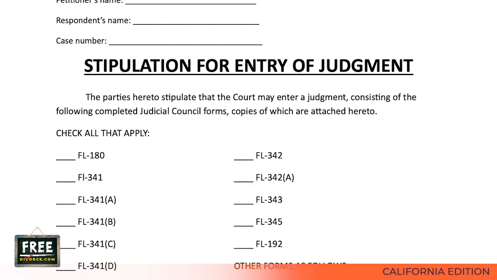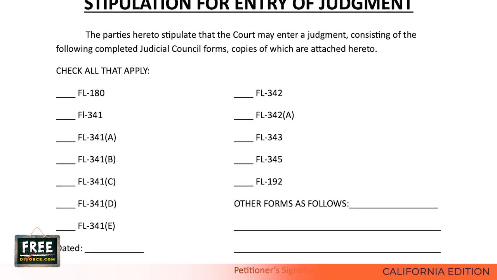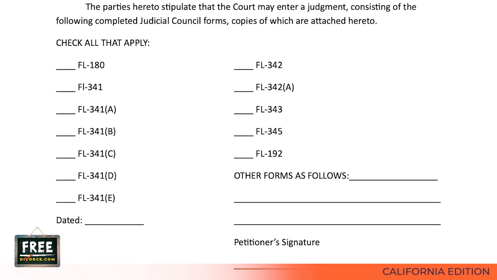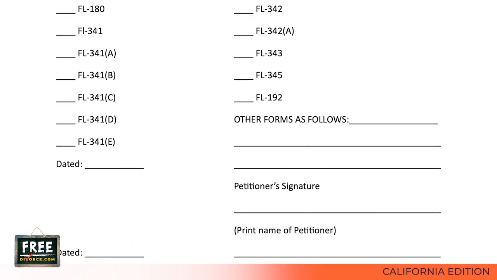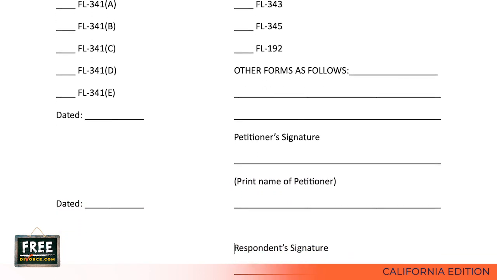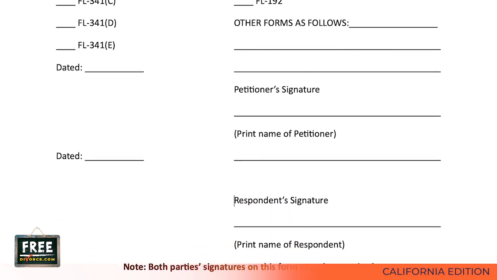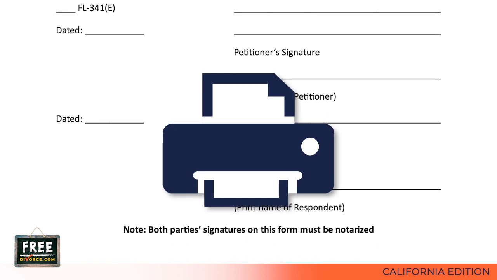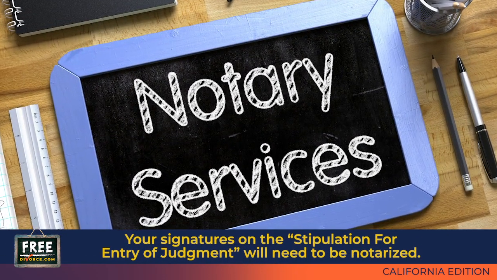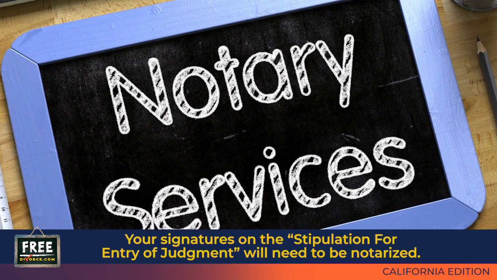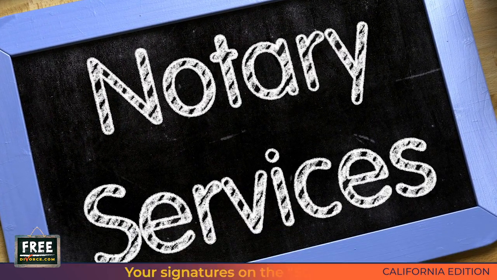Fill out the form. Basically, you are filling out the name of your case, the case number, and then you're checking the different boxes for the various Judicial Council forms that you intend to be part of your judgment of dissolution. You will attach this Stipulation for Entry of Judgment form to your FL180 Judgment of Dissolution form. After you fill out this form, print it. Then you and your spouse need to sign the form. When you and your spouse sign the form, your signatures must be notarized. The court will not accept the form or the judgment if your signatures on this form are not notarized.